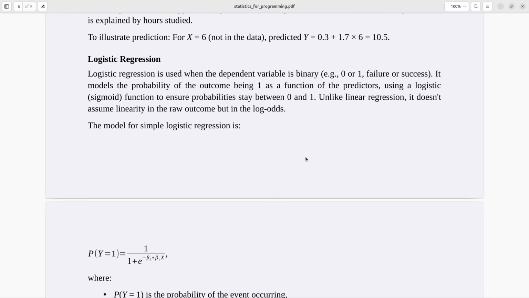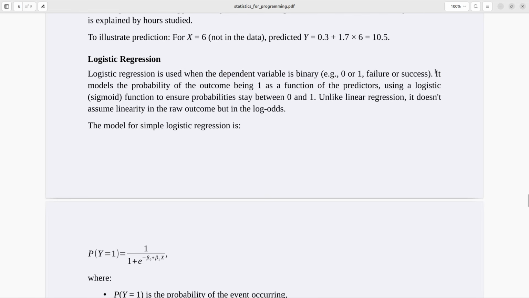The next topic to discuss is logistic regression. It is used when the dependent variable is a binary variable. That means the dependent variable has two possible answers, 0 or 1, failure or success, okay? So we have only two possible values for the dependent variable, okay?